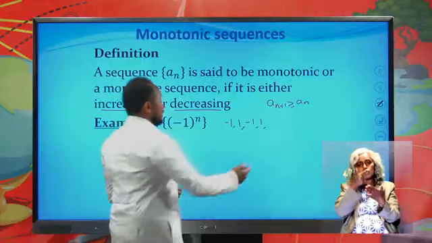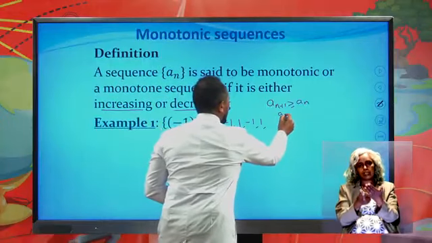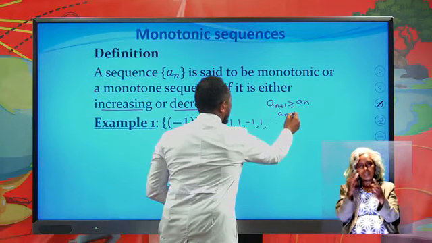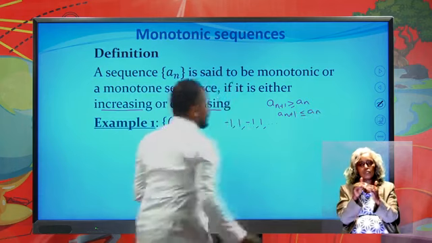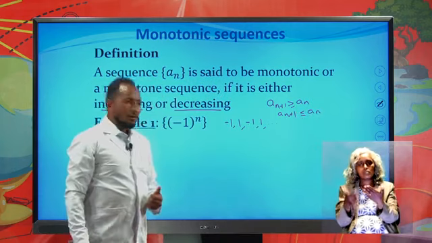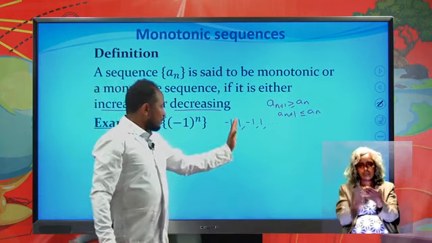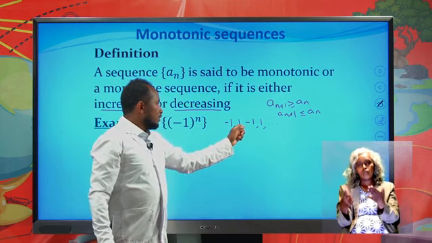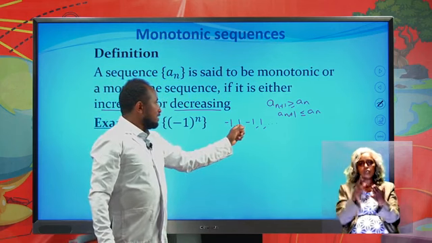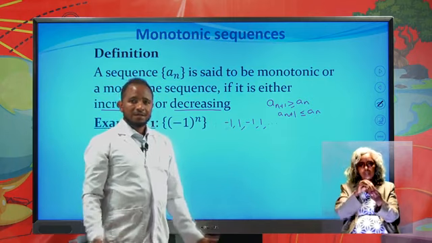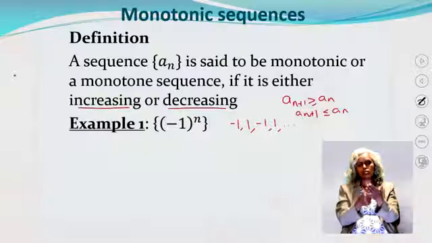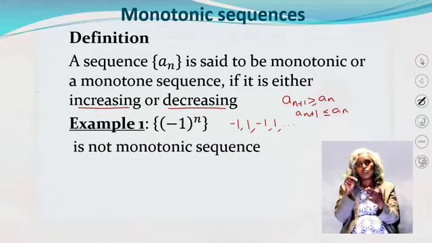To say decreasing, the a_(n+1) term must be less than or equal to the term preceding it. So if you take this 1 and -1, when you compare these two, 1 is not less than this one. So this sequence is neither increasing nor decreasing. Because of this, it is not a monotonic sequence, because it is neither increasing nor decreasing.